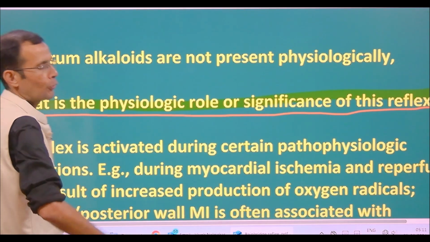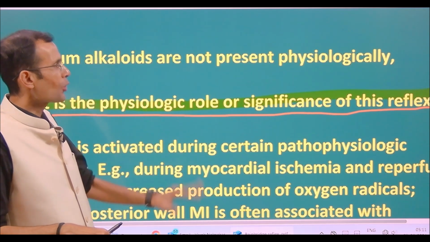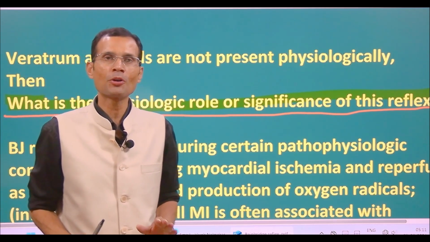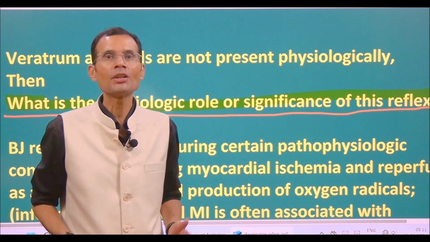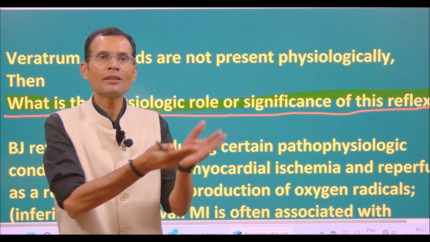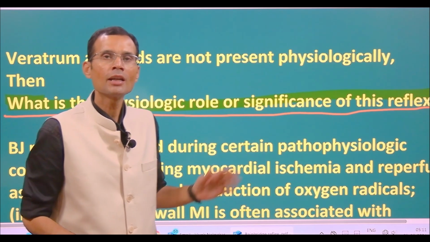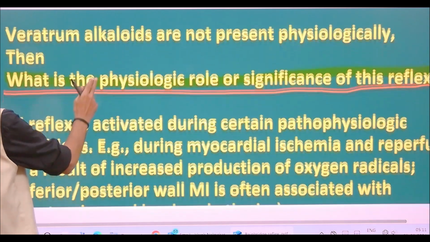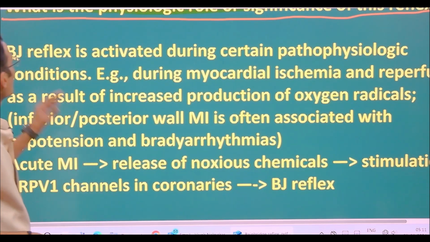Alright. The question now arises: veratrum alkaloids are not present physiologically in the human body. So why do we have to know these reflexes at all? They were found after injection of veratrum alkaloid or some other chemical. Then what is its significance in the human body? Yes, that's the moot question.